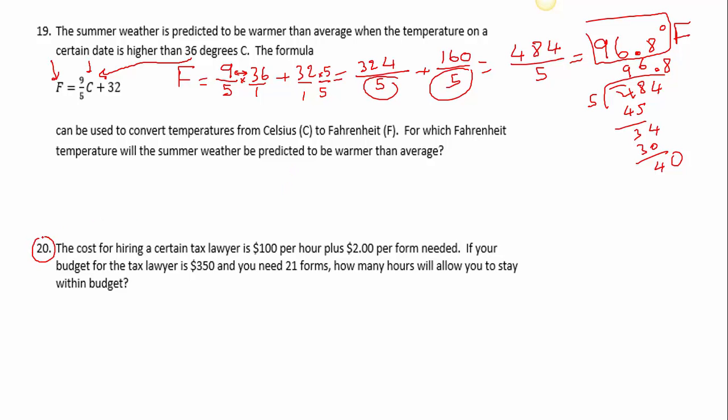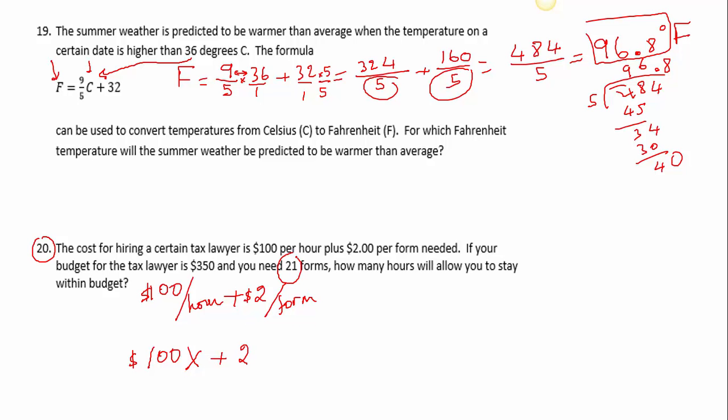All right, number 20. The cost for hiring a certain tax lawyer is $100 per hour. So it costs $100 per hour, plus $2 per form. $2 per form needed. If your budget for the tax lawyer is $350 and you need 21 forms, how many hours will allow you to stay within budget? So $100, let's assume the number of hours needed is X. So 100 times X plus $2 per form.